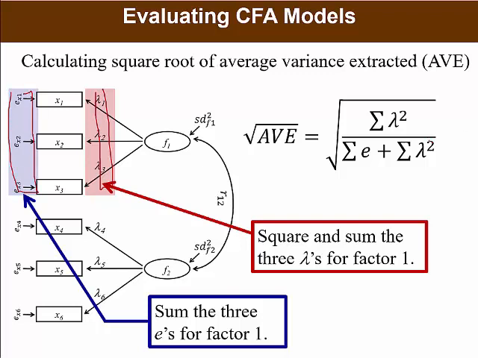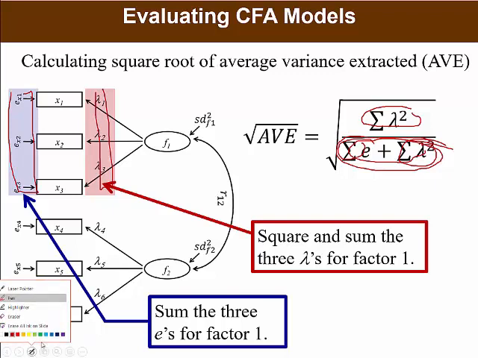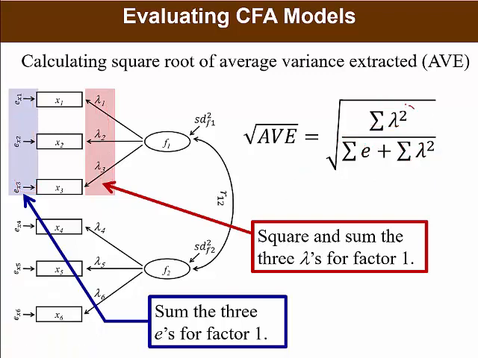And I'm going to put that right down here in my formula. The sum of my errors plus the sum of the lambda squares, that is the total variance. And then I'm going to take the sum of the squared lambdas, that's the explained variance, and put that in the numerator. So I've got an equation that's saying the explained variance, the sum of the lambda squares, divided by the total variance, and that's going to give me the percent of squared variance explained.